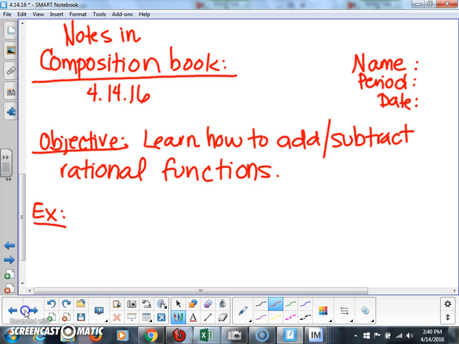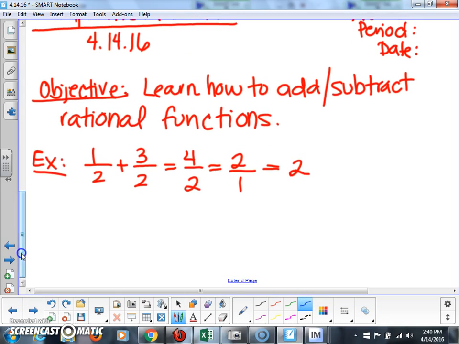So, for example, if I ask you to add 1/2 plus 3/2, what would that equal? 4 over 2, or just 2? Very good. So 4 divided by 2, which is the same thing as 2 over 1, which is the same thing as 2. Okay, so we're going to come up with 3 rules.